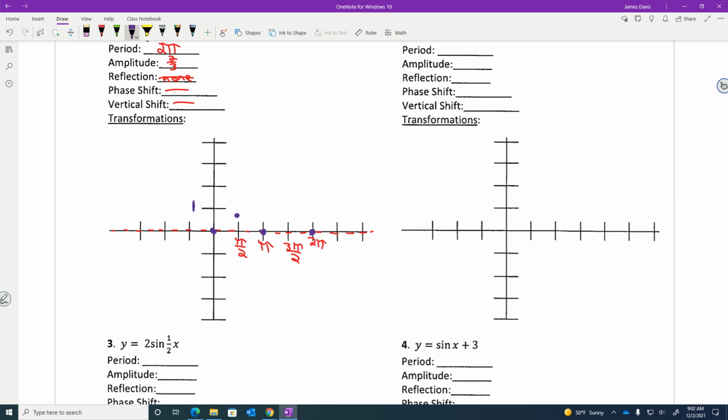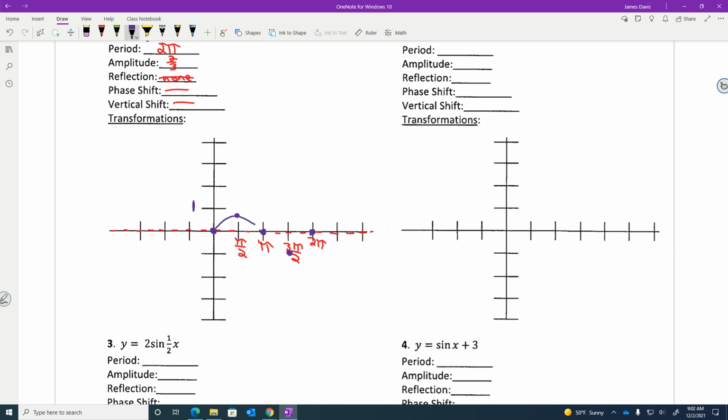And then down here, it's not going to go down to 1, it's going to go down to 2/3. And we didn't have a reflection, so we don't need to worry about switching them. We also didn't have a phase shift, so we don't have to shift them left to right. This is all we've got going on.